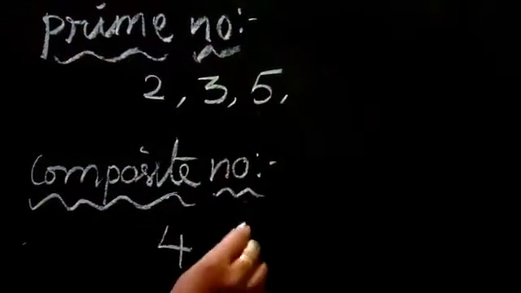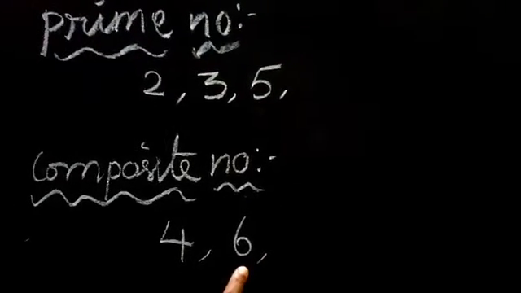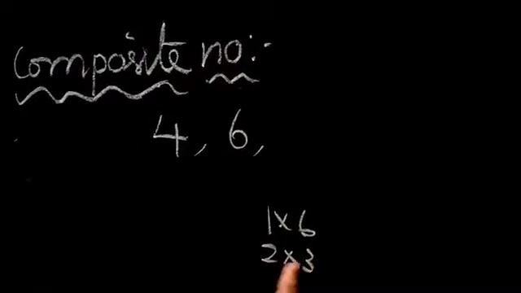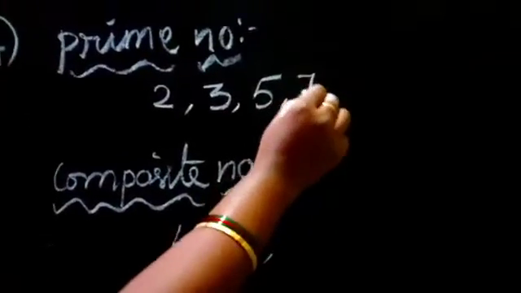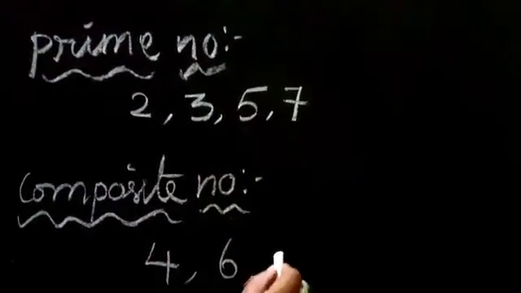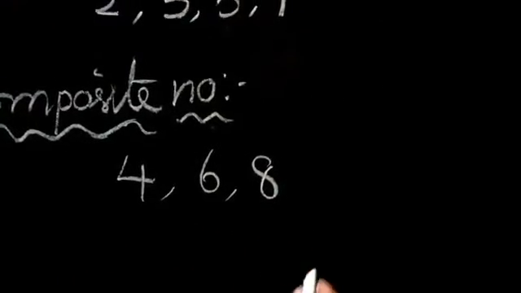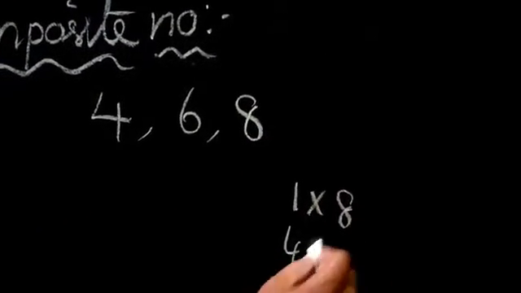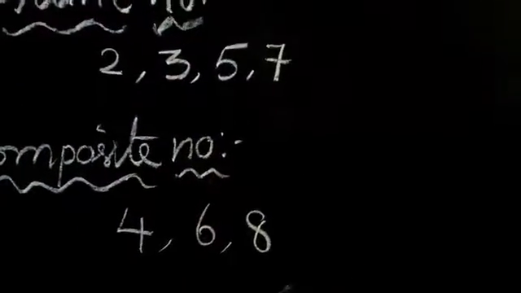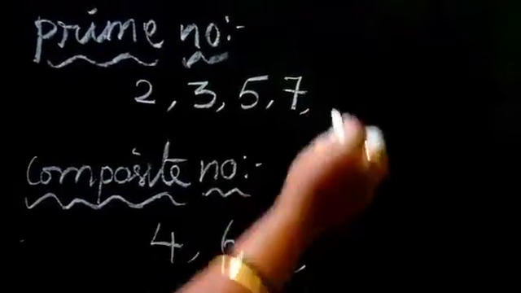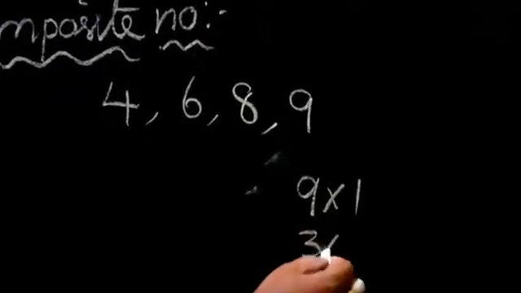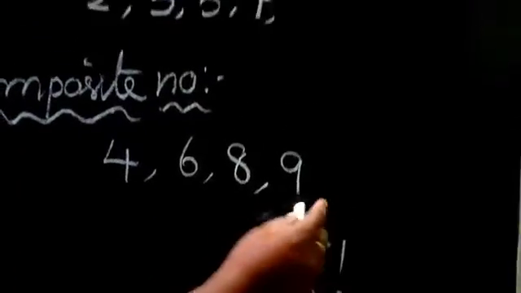Next number 6. 1 6 is 6. 2 3s are 6 or 3 2s are 6. Then 7. 7 appears in the 7th table only one time. 7 ones are 7. Next number is 8. 1 8 is 8. 4 2s are 8 or 2 4s are 8. So this is a composite number. Next number 9. 9 ones are 9. 3 3s are 9. So this is a composite number.